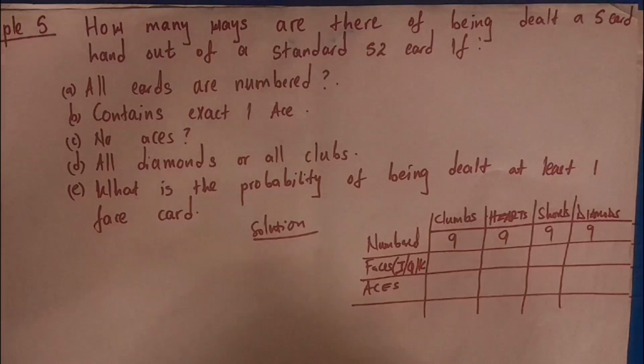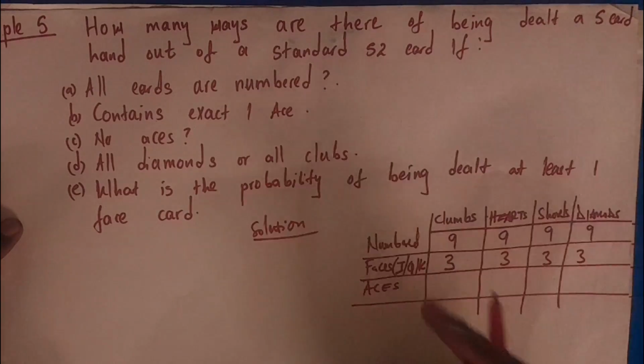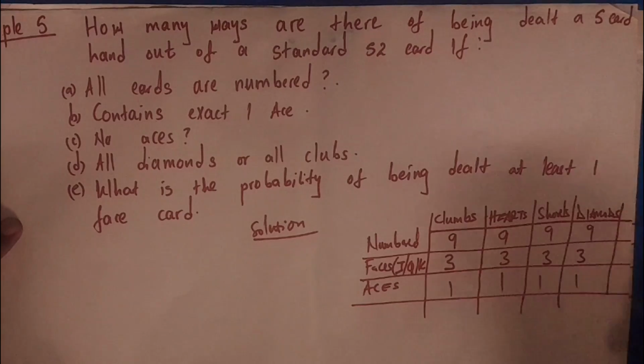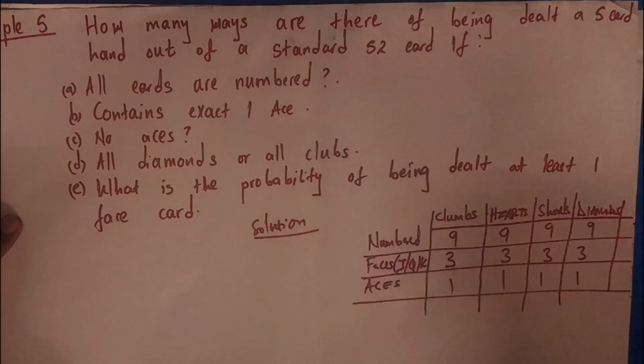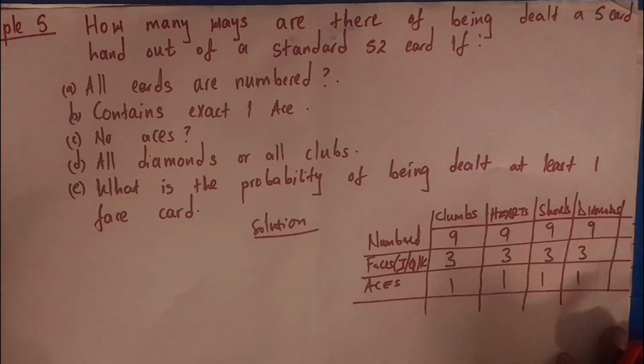Yeah, these are the 3 cards. So here it means we're going to be having 3, 3, 3, 3. And then on the ace, we're only having 1 ace, 1 ace, 1 ace. So if you add all of this, the total number of cards is 52. That's the total number of our cards.